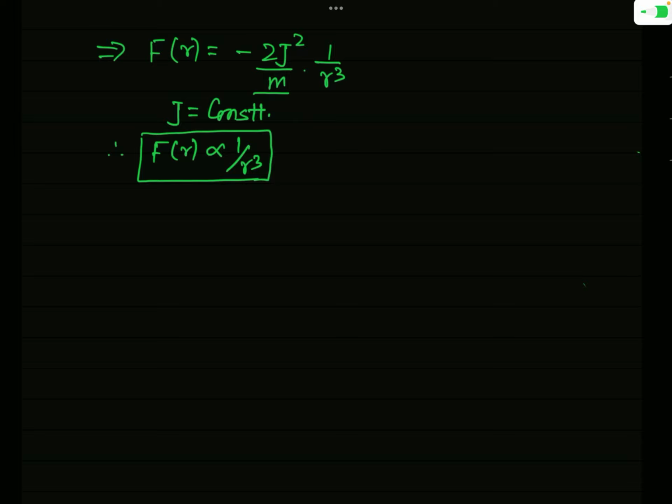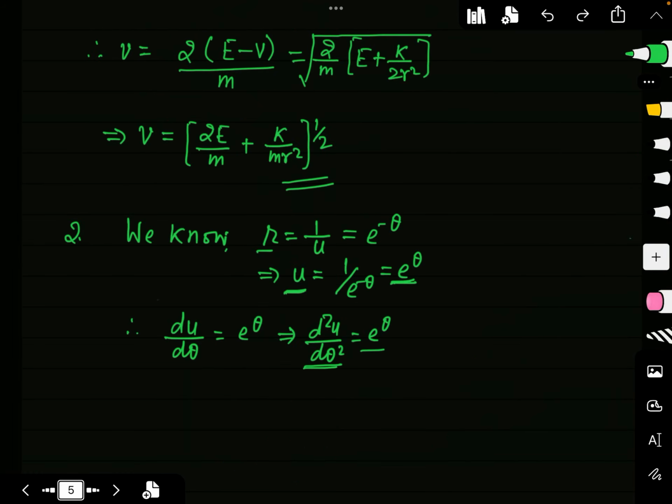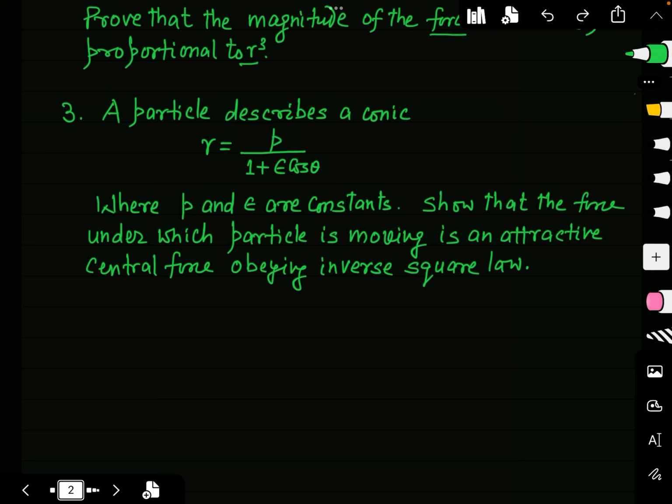Again you can see, since f of r has been obtained negative, this minus sign implies that the central force defined in this problem is an attractive central force. It is an attractive central force. Okay. So you can see this problem has also been solved very easily, and there is no rigorous calculation, no rigorous concept. Only if you have the equation of trajectory in your mind, you can easily solve such types of problems. Okay. Now we will see the third, that is the last problem of this session.